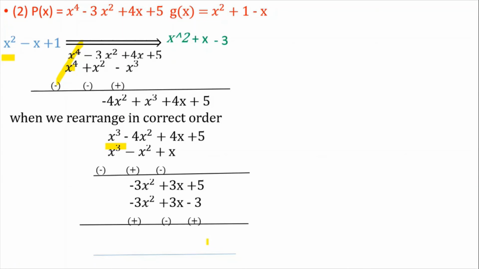Now again I want to check the highest power of x present in the divisor, that is x squared, and the highest power of x present in the dividend, that is x power 0. So we can clearly say that the degree of the divisor is greater than the degree of the dividend. Hence the division process can be stopped, and we take this as the remainder and this as the quotient.